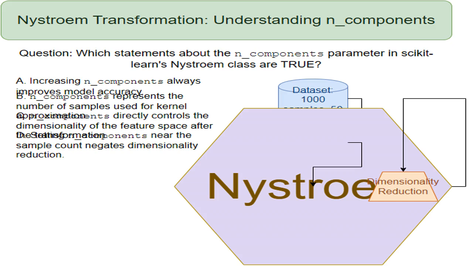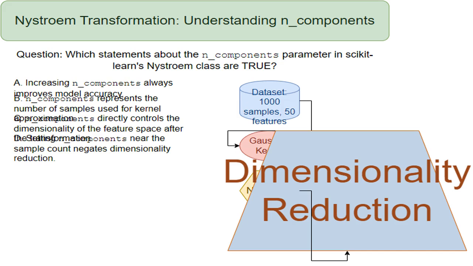The Nystroem method approximates a kernel matrix, a core element in many kernel methods. It helps reduce computational cost. The goal is to reduce the number of features, thereby simplifying the model and potentially improving efficiency without significantly impacting accuracy. Nystroem helps achieve this.